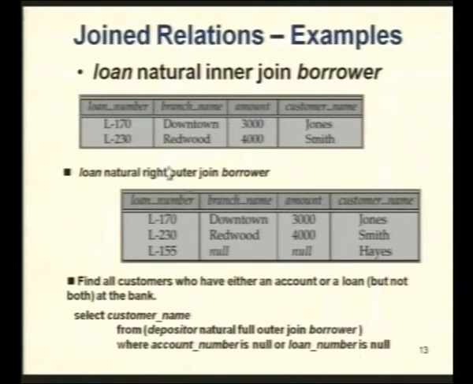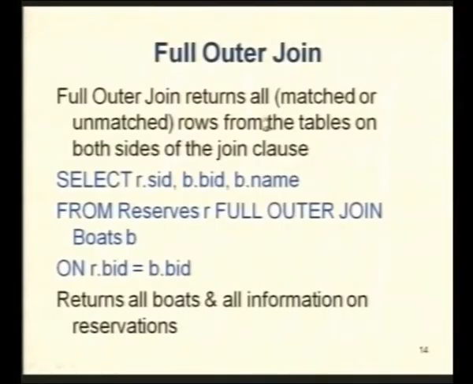So here we have done only the right outer join. Now we are going to look at the next one, which we have not looked at yet. This is the full outer join, where non-matching tuples from both the left side of the join clause and the right side of the join clause will be considered. So that is called the full outer join. The full outer join returns all matched or unmatched rows from the tables on both sides of the join clause. So this is the example.